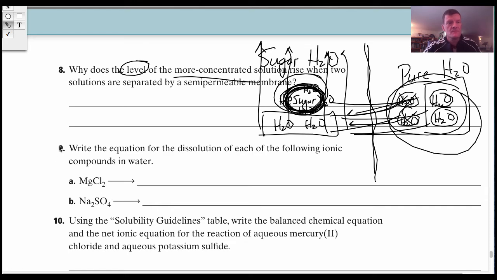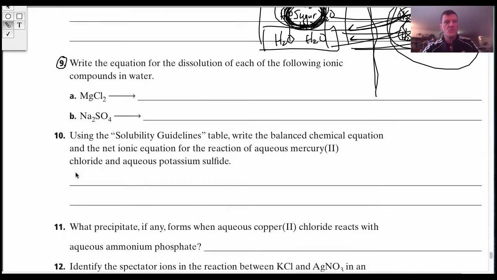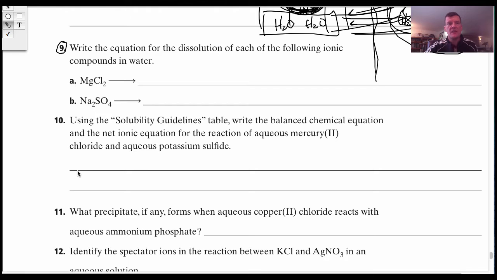Okay? Number 9. Write the equation for the dissolution of each of the following ionic compounds in water. Okay, so all you're going to do is recognize that this is an ionic compound, metal and nonmetal, and it's going to break apart into its ions. So this is going to break apart into magnesium and chloride. What's the charge on magnesium? Magnesium is in group 2, so it's going to have a group 2 metal ion charge, which is always a +2. Chloride is in group 17, nonmetal, and that is always a -1.